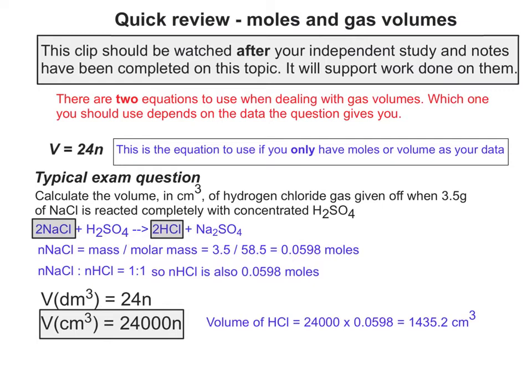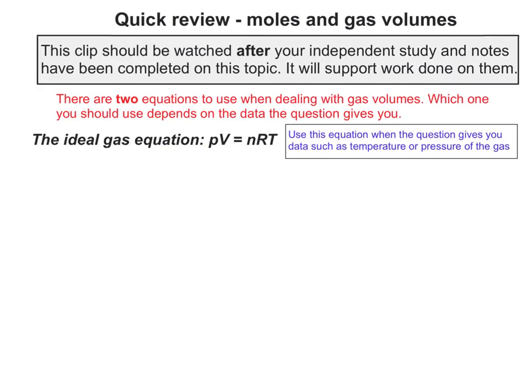Now this isn't the only gas equation that you need to know about at A level. There's another one called the ideal gas equation, which relies a lot more on some of the ideal gas features we talked about a little bit earlier. The ideal gas equation, or PV equals nRT, is to be used when the question gives you data such as temperature or pressure of the gas.